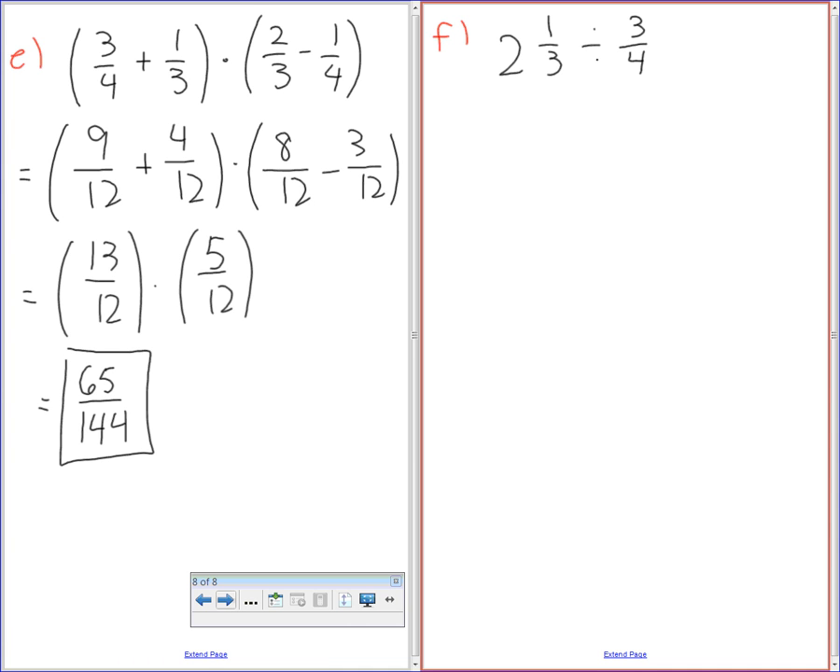All right, here we go. 2 1/3 divided by 3/4. Aiden, what's the very first step you're going to do here, please? Turn the mix into an improper, yes. What does 2 1/3 turn into? 7 over 3. Good. 7 over 3. Great.